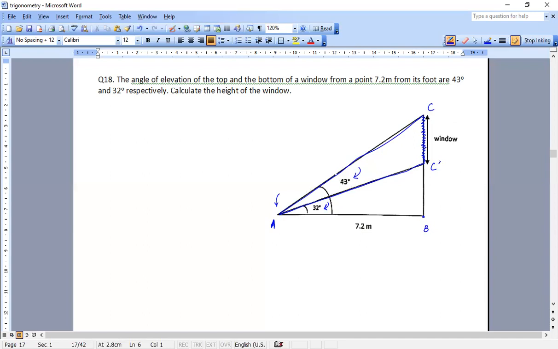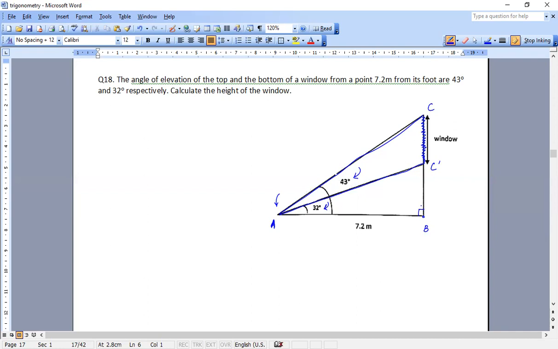Okay. So we have two right angle triangles over here. The first one, the larger one, is ABC, and the second one, which is the smaller one, is ABC dash. In all, there are three triangles. I'm not interested in the third one, which is ACC dash, because that is not a right angle triangle.